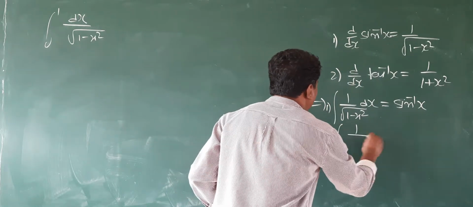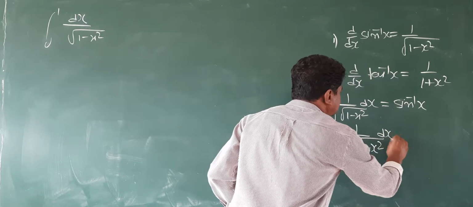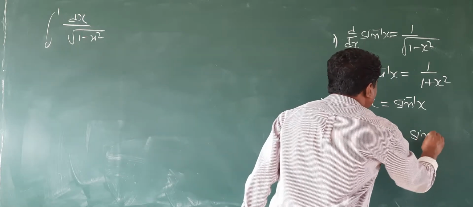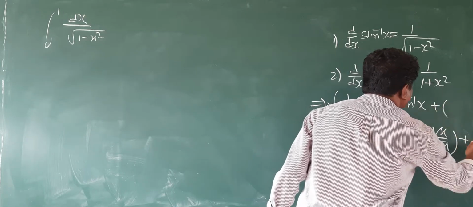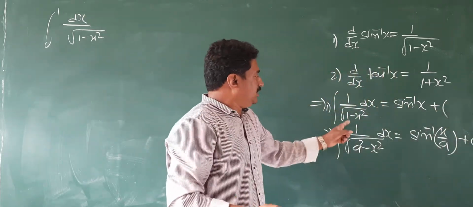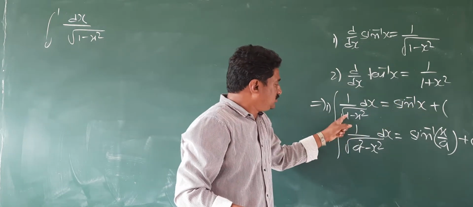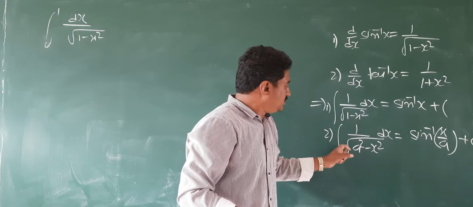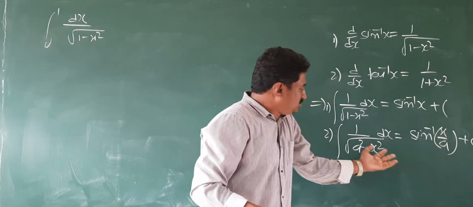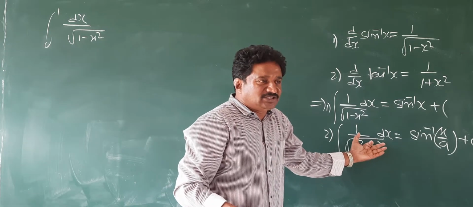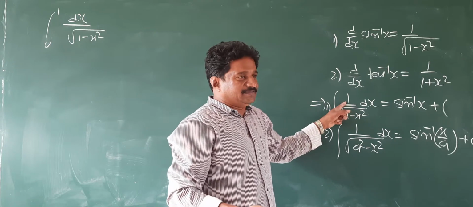Integration of 1 by root a square minus x square is sin inverse x by a plus c. If 1 is present, you just write sin inverse x. In the place of 1, if it is a square, you write sin inverse x by a. This is the general form. If I put a is equal to 1, I am going to get this one.